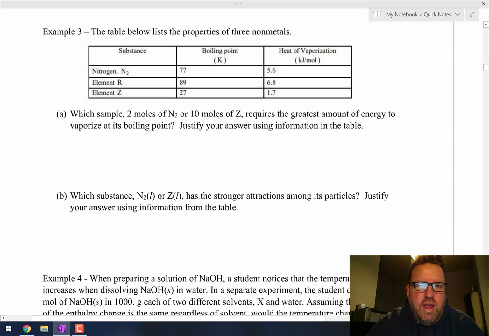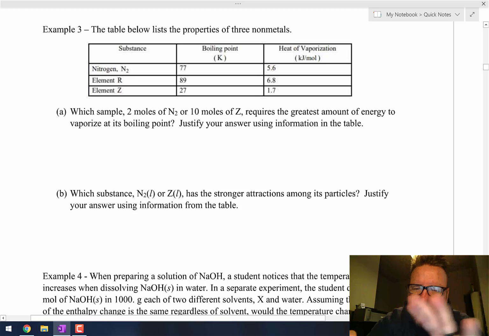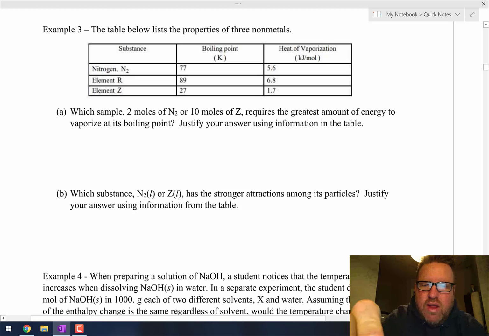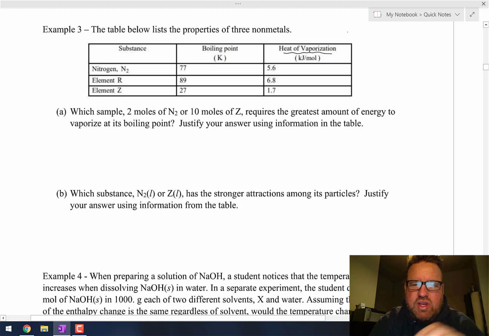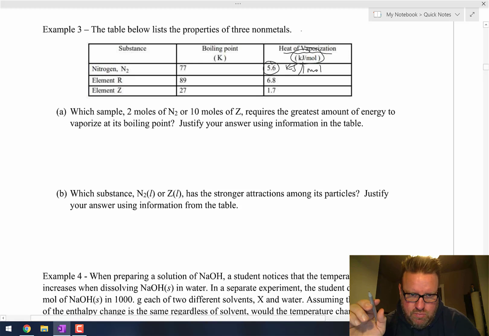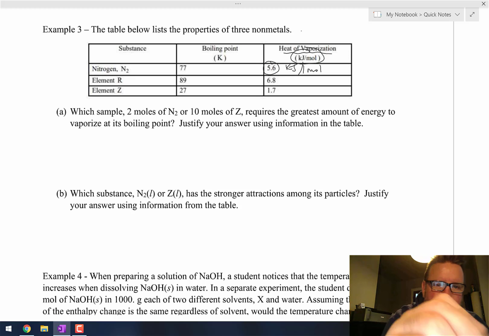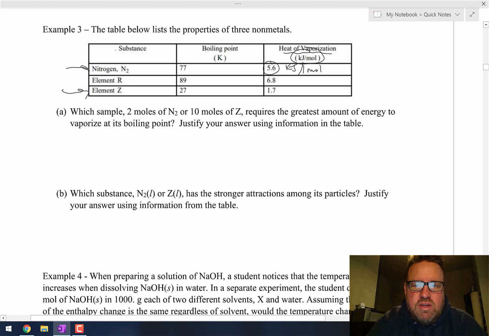Okay, example 3 says, and again, they're introducing some new terms here that we haven't quite gotten to yet. Don't worry about what heat of vaporization is. Basically, it just means how much heat it takes to vaporize something. So, for example, nitrogen takes 5.6 kilojoules for every 1 mole. That's what this means here. Part A says, which sample, 2 moles of N2 or 10 moles of Z, requires the greatest amount of energy to vaporize at its boiling point? Justify your answer using the information in the table.